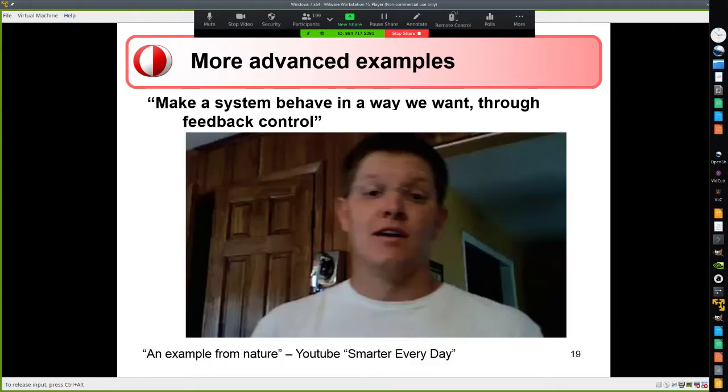Now I will show you some other examples that are obviously much more complicated than that, but the basic ideas, the basic theory, the basic mathematical foundations are the same. Okay.